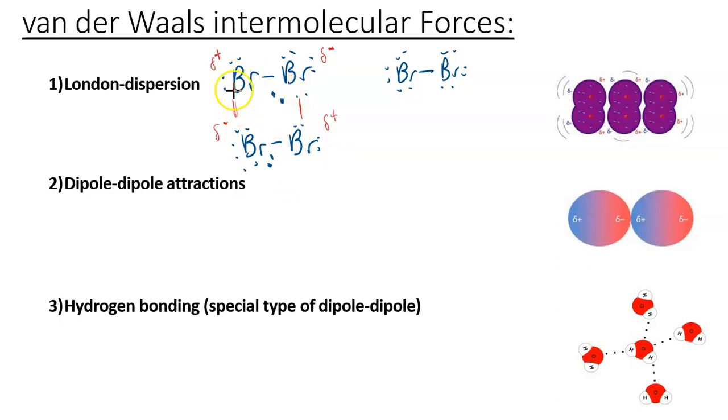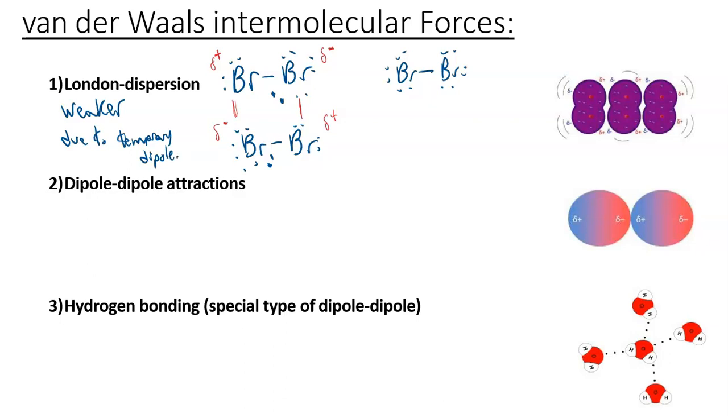Now, we have an attraction between these two at this moment, but at the next moment, if these electrons go back over here, then the dipole's gone and the intermolecular force is significantly weaker. So these are weaker forces, the London dispersion forces. They're the weakest of the three, actually. They're weaker, and they're due to temporary dipoles due to random motion of these electrons.